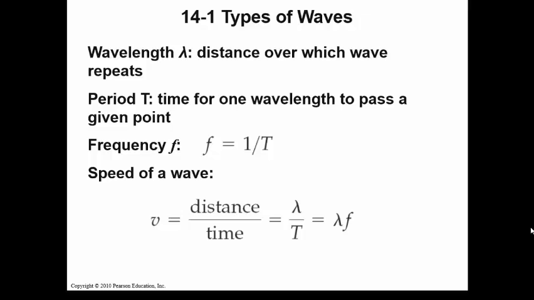The speed of a wave is a distance, or wavelength, divided by the time, or period. This is also equivalent to wavelength times frequency. The symbol for wavelength is the Greek letter lambda.